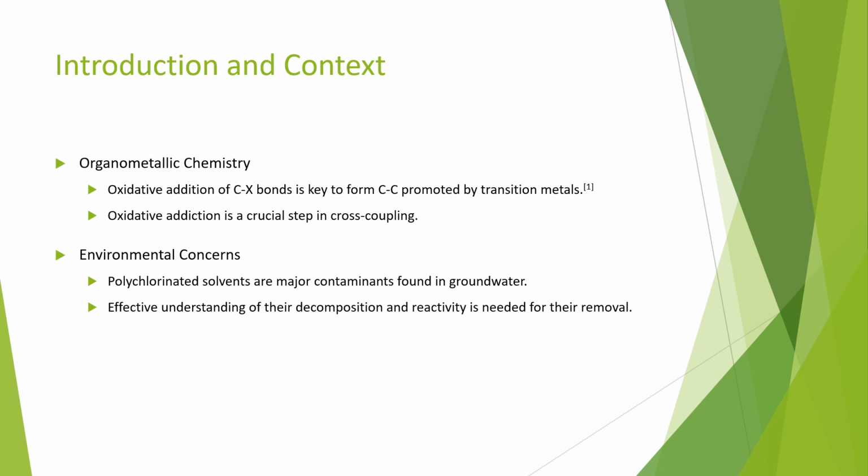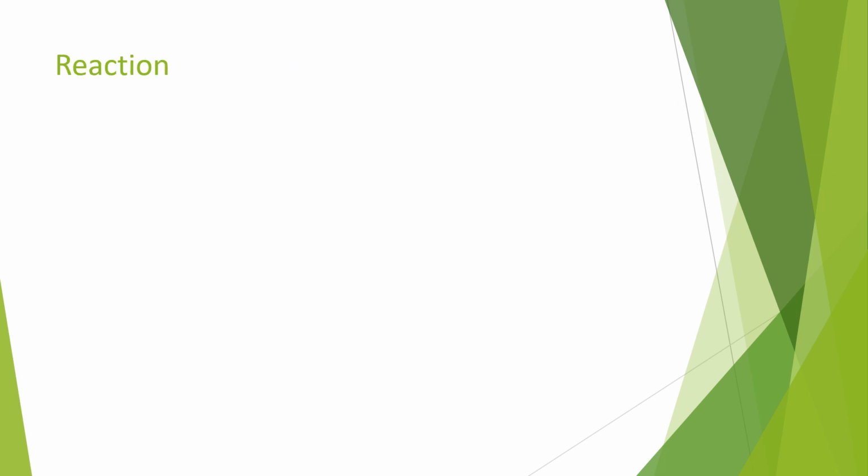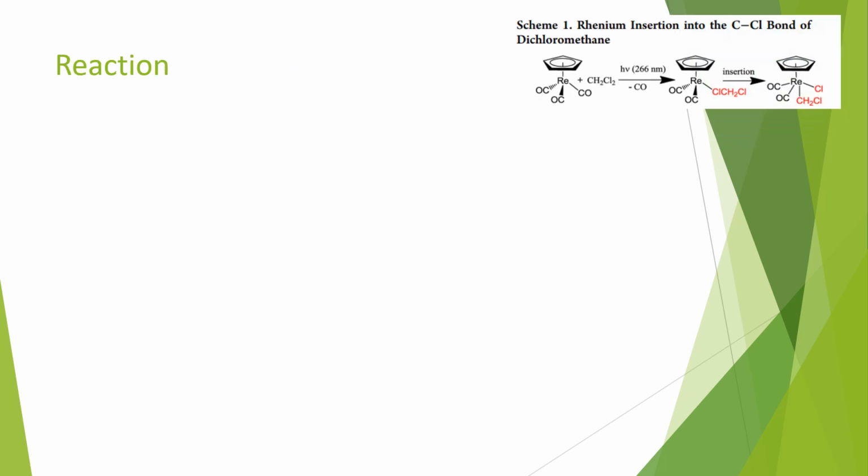Polychlorinated solvents, which are usually industrial or agricultural solvents, such as pesticides, contaminate groundwater and they also contribute to the destruction of the ozone layer, which increases global warming. And they're very difficult to remove and destroy. So, understanding how they interact and bond with transition metals is very crucial to developing sustainable ways to break down these pollutants. In this slide, I'll be talking about the overall reaction.